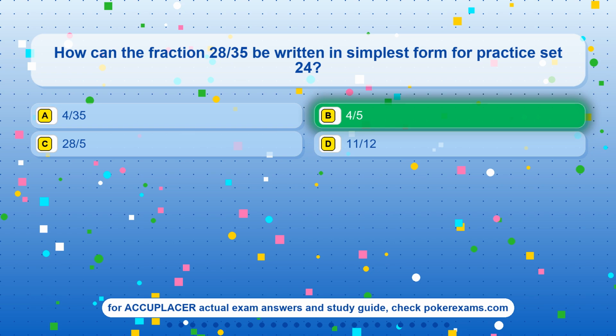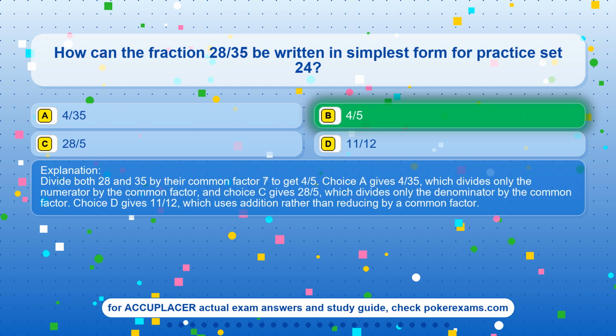The correct answer is option B, 4/5. Divide both 28 and 35 by their common factor 7 to get 4/5. Choice A gives 4/35, which divides only the numerator by the common factor, and choice C gives 28/5, which divides only the denominator by the common factor. Choice D gives 11/12, which uses addition rather than reducing by a common factor.